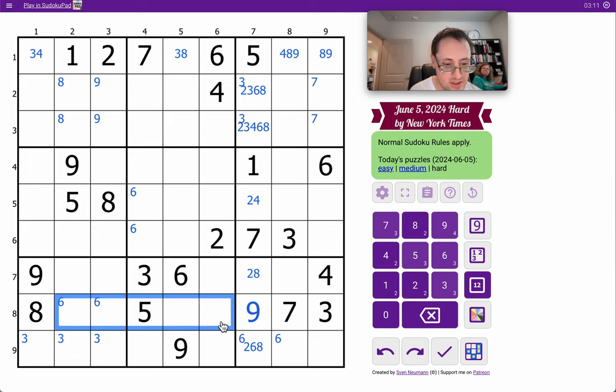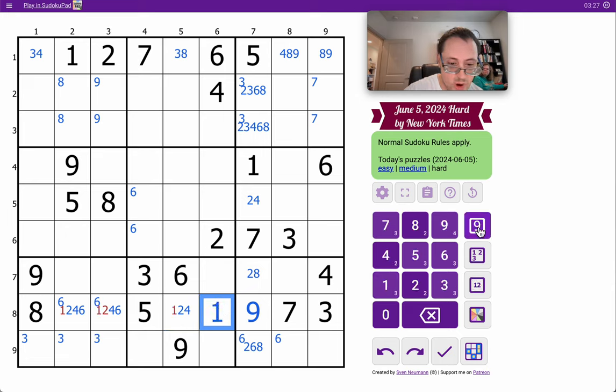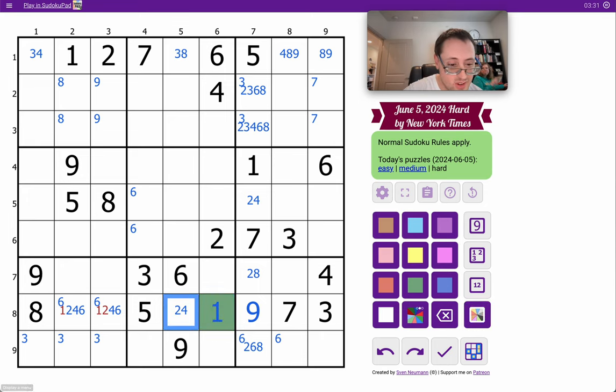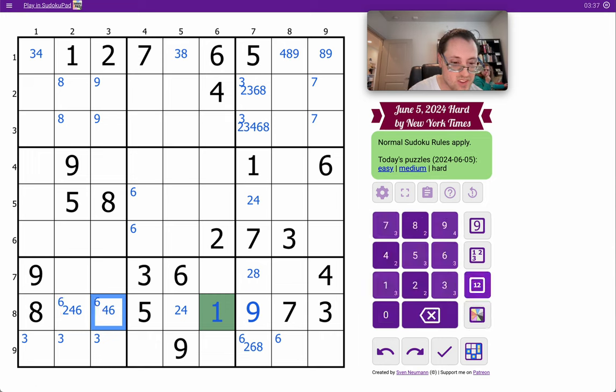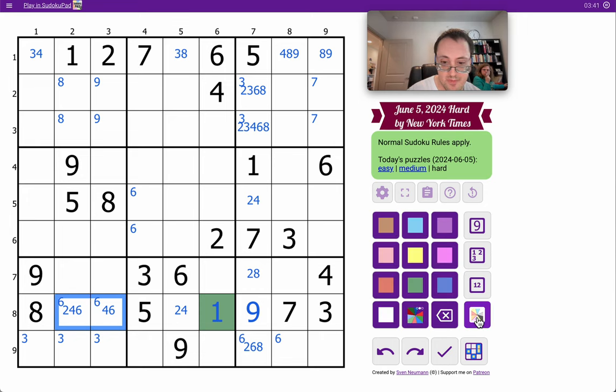Digits in row 8. 3, 5, 7, 8, 9 says I need 1, 2, 4, and 6. Why are those? Oh, and this is 2 and 4. That's a 1. Ha! See, 1, 2, 4, 6, and 6 says I need 3, 5, 7, 8, 9. There.